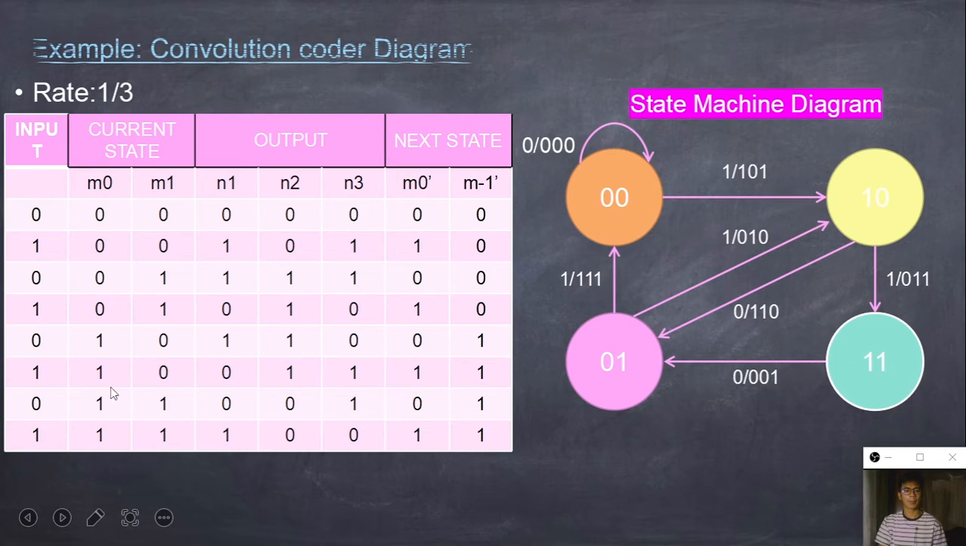Same with 1, 1: the current state 1, 1 goes to the next state, which is 1, 1 also, going back to 1, 1, and has an output of 1, 0, 0.